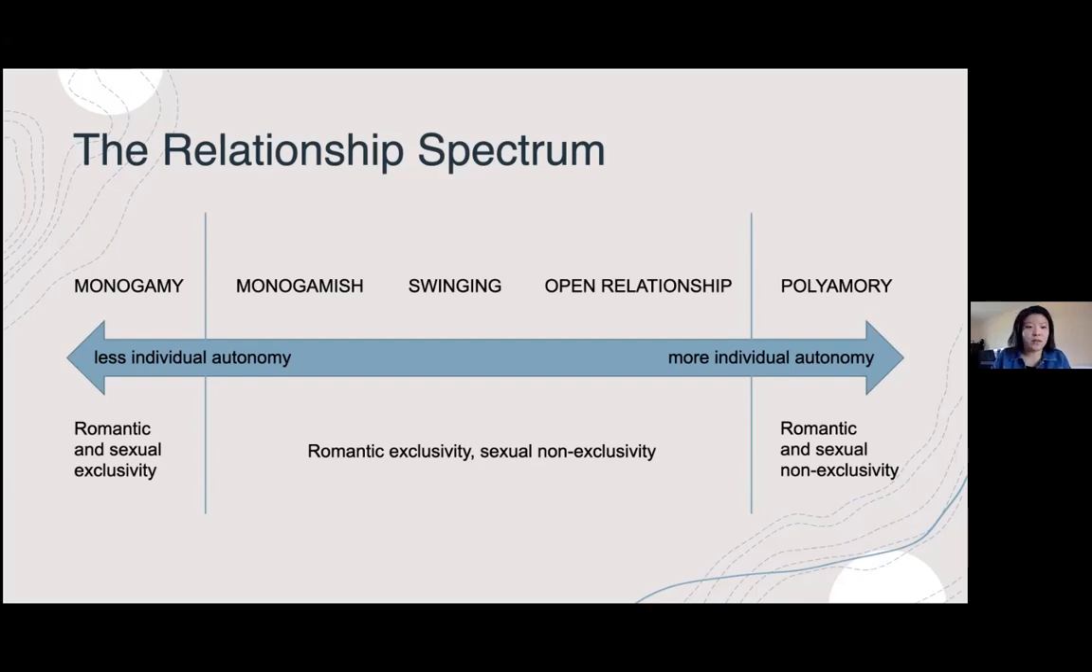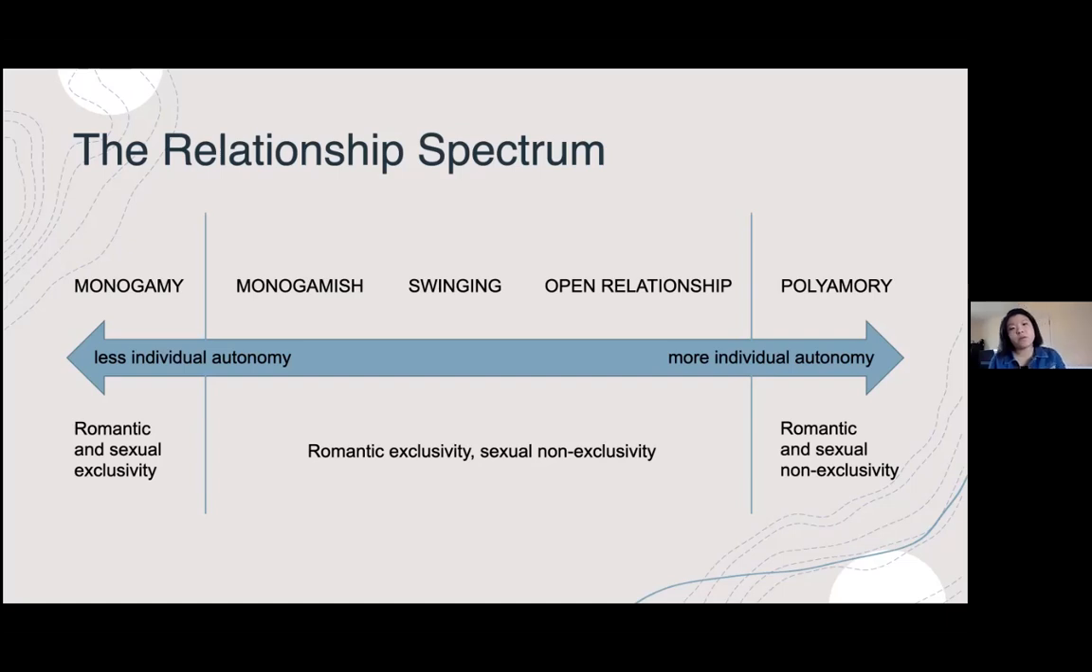So I've designed this little spectrum here to give you a visual representation of what that might look like. And the spectrum goes from monogamy, which has a very strong couple identity. There's very little individual autonomy. And what I mean by that is whatever you do is agreed on between the two of you. Whereas as you move further along the spectrum, you have a bit more individual agency in terms of the connections that you want to forge and how much clearance you need with your partner or partners to progress those connections.